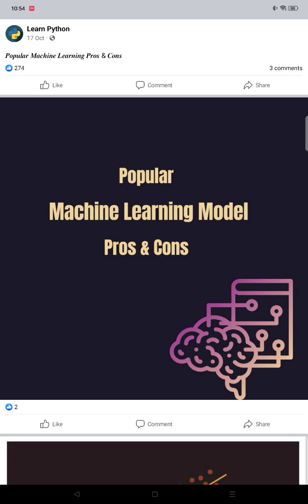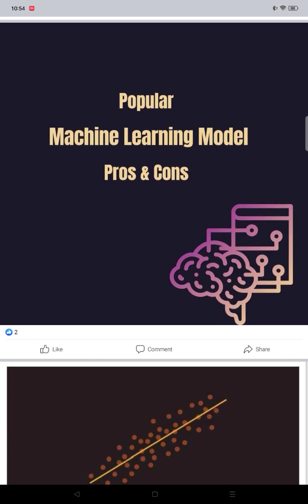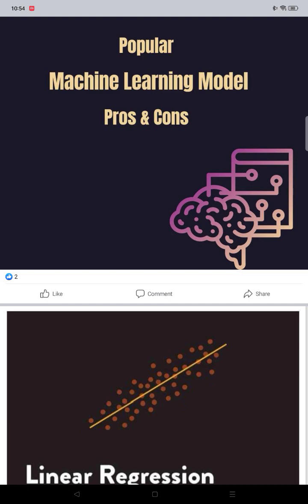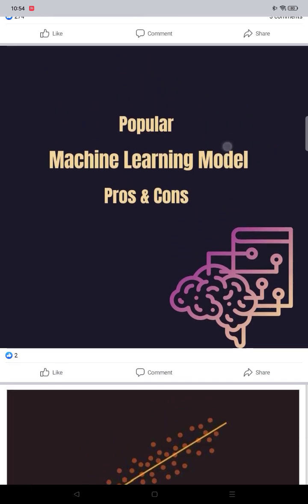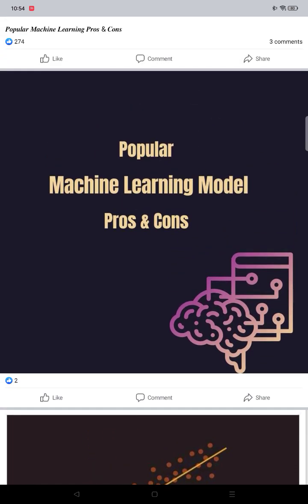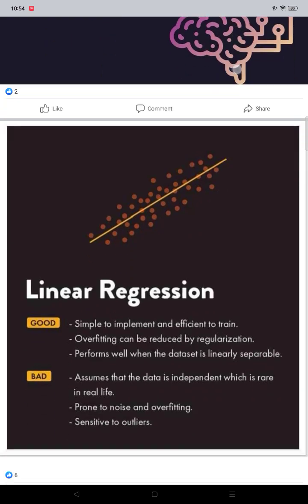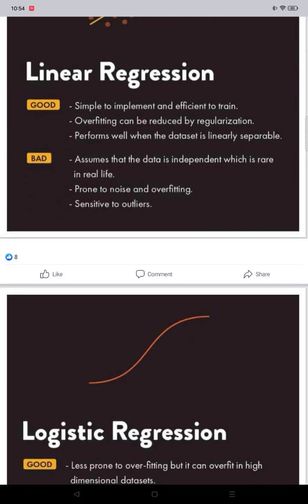Today's topic is popular machine learning pros and cons. Machine learning is nowadays one of the best things you can learn: machine learning, AI, data science, deep learning, networking. Those are the trending technologies, like bitcoins, cryptocurrencies and all. So let's learn these popular machine learning models, pros and cons, what they're saying. Let's read it for you.